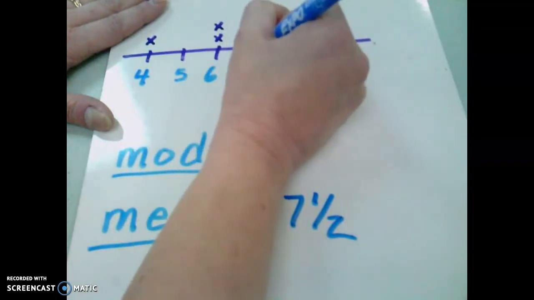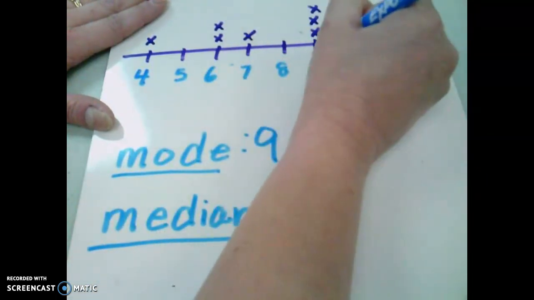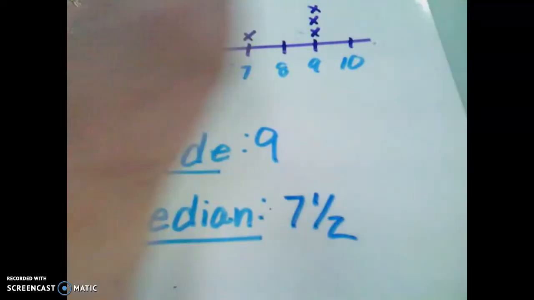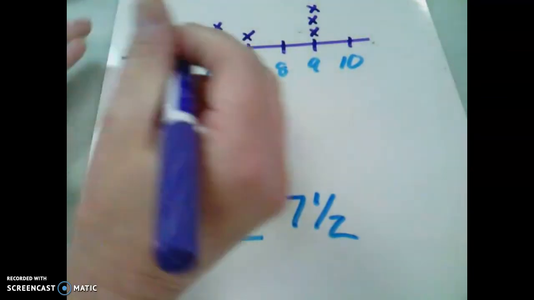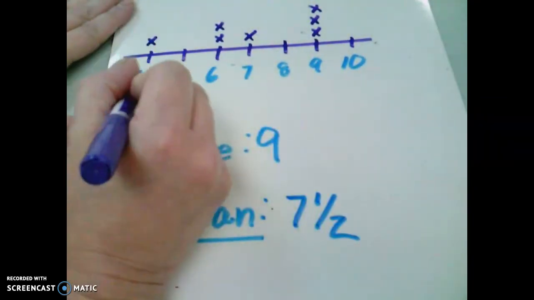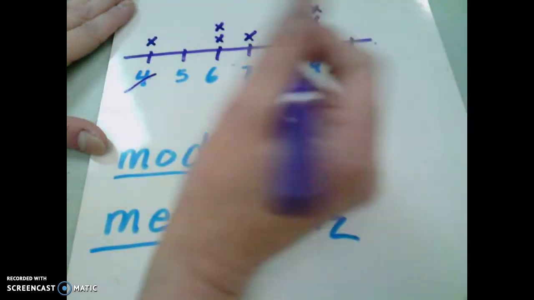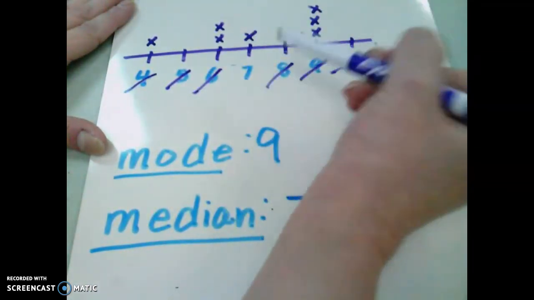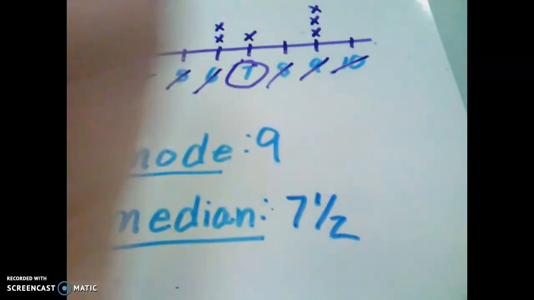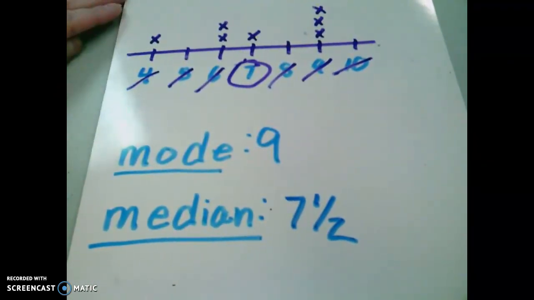If I didn't have the 11, let's change this up a little bit, and I had 4, 5, 6, 7, 8, 9, and 10, and I went to do this, then my median would be different because I would cross off the pairs. So 4 and 10 go together, 5 and 9 go together, 6 and 8 go together, and then 7 would be my median. All right, go ahead and do the wingspan plot on the next page.